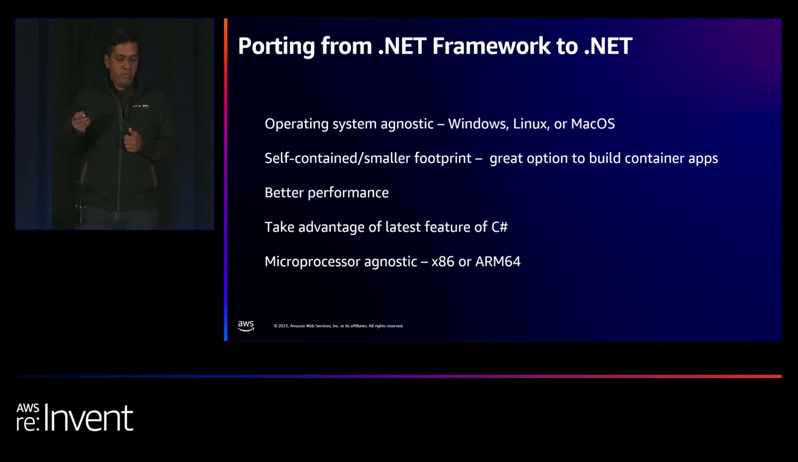Every version is coming with a new version of C#. You can take advantage of the latest features. And last but not the least, if you compile your applications targeting ARM64-based processors, in addition to all of these benefits, if you run your applications on ARM64-based Graviton processors, which are custom processors developed by Amazon, you can run them on services such as EC2 or container services such as ECS, EKS, powered by Graviton.